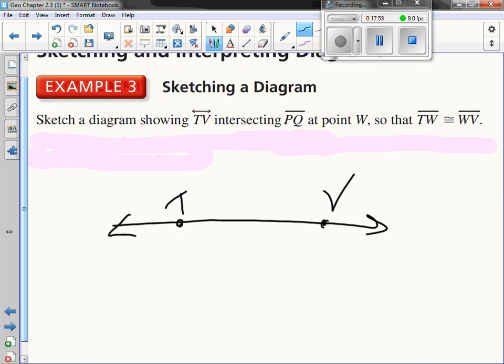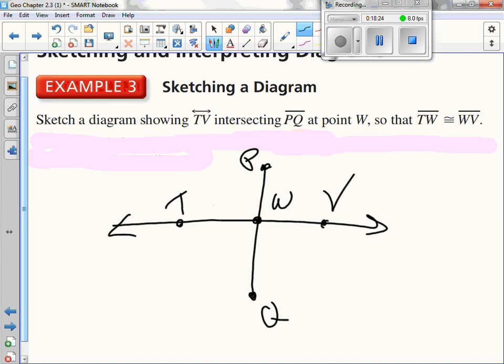Intersects. Line segment PQ. We knew it was a line segment because PQ above it had a line segment symbol that just described it, yes? At point W. So where's point W? Where they intersect, yes? Have we drawn everything it described? Not quite.